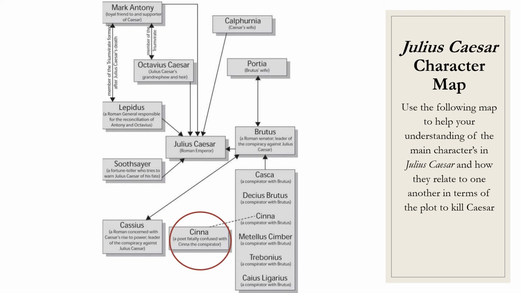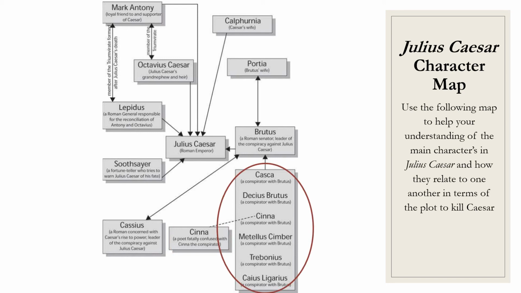We then have Cinna, and here I want you to be careful. There are 2 Cinnas in Julius Caesar. The first Cinna we're talking about is a poet who unfortunately is fatally confused with Cinna the conspirator. So we're going to see what happens to him in this fatal mix-up.